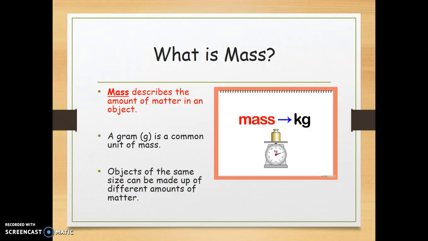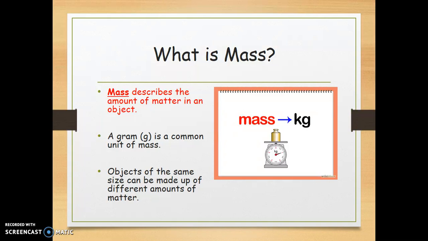Mass. So this goes in the section of what is mass. Remember, anything in the red needs to be written down. So mass describes the amount of matter in an object. Because that's the first thing we need to understand, what mass is. Mass is how many atoms, how much stuff you're made of. We measure this in grams. So in science it's always done in grams, and that's the common unit for mass.